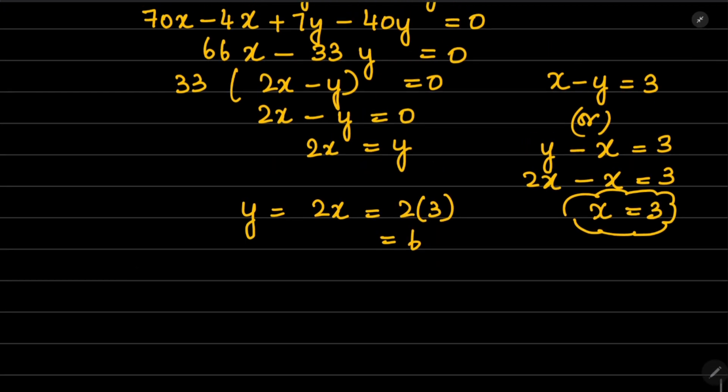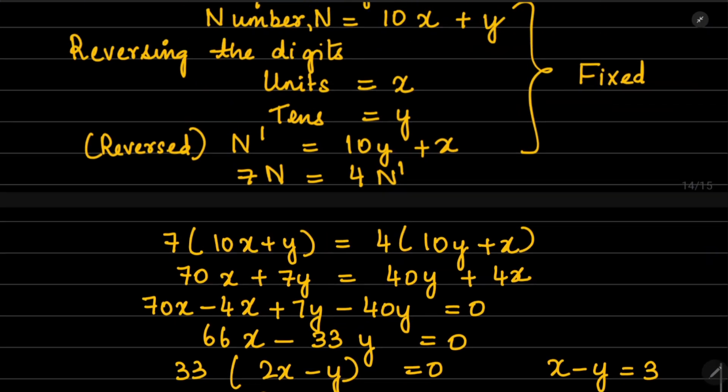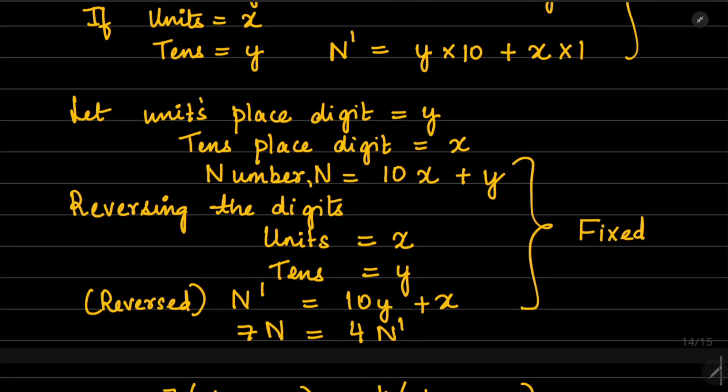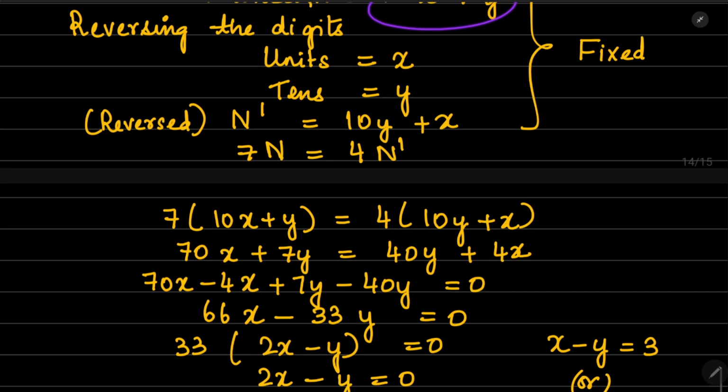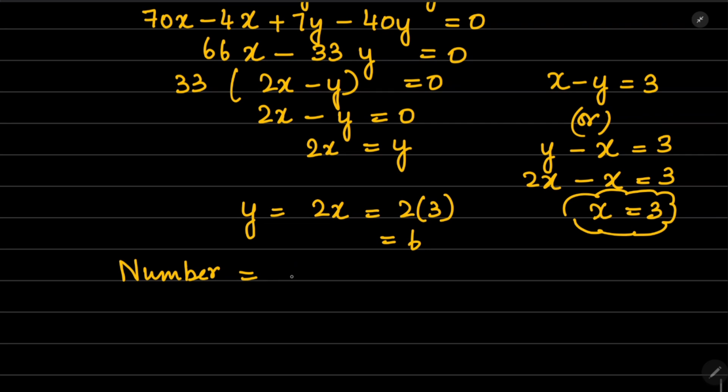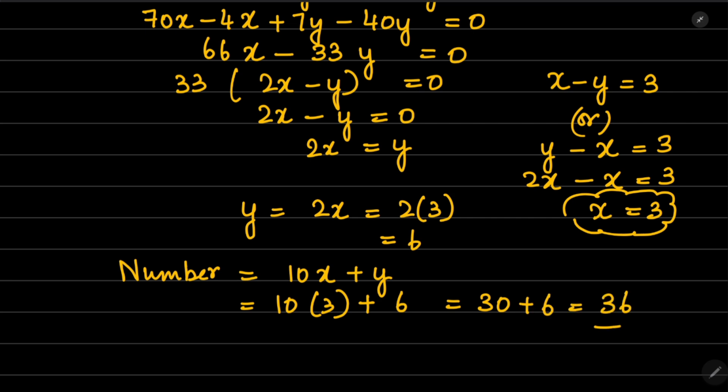Now let us find the number. What was the number that we assumed here? 10x plus y. So the number n will be 10x plus y. So 10 into x is 3 plus y is 6. So it is 30 plus 6, which is 36. So the number that we need is 36. Okay, so this is how you have to solve it.